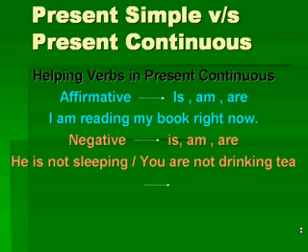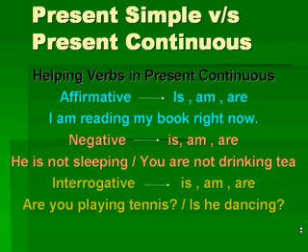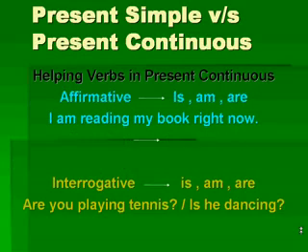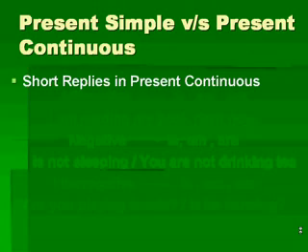Now negative helping verbs, the same helping verbs are used in negative sentences of present continuous tense. Is, am, are. He is not sleeping, you are not drinking tea. And interrogative, the same helping verbs again, is, am, are. Are you playing tennis? Is he dancing?